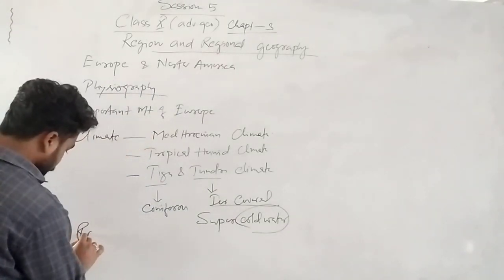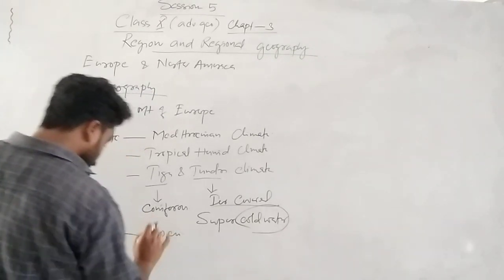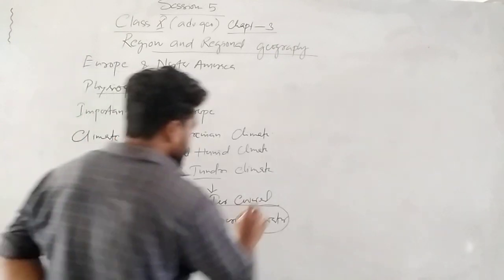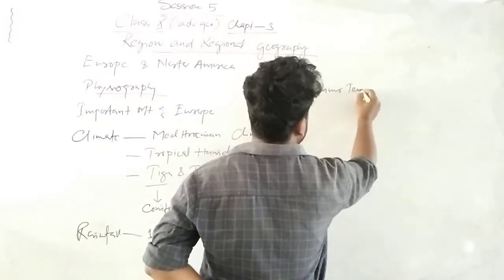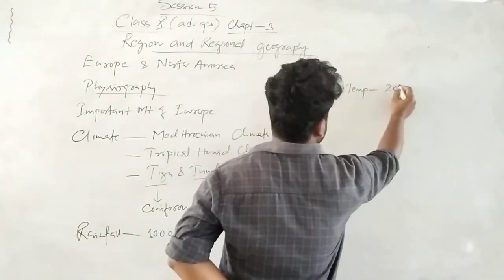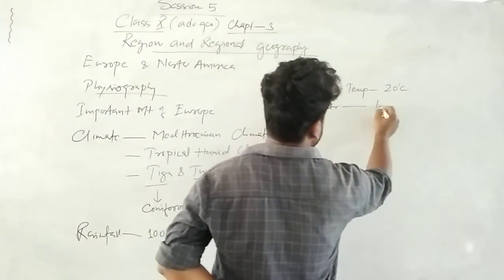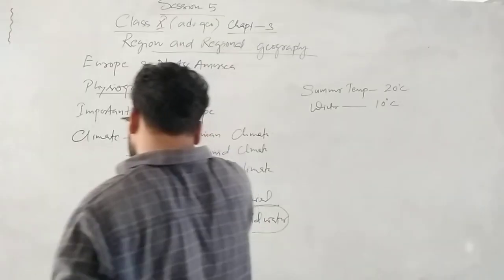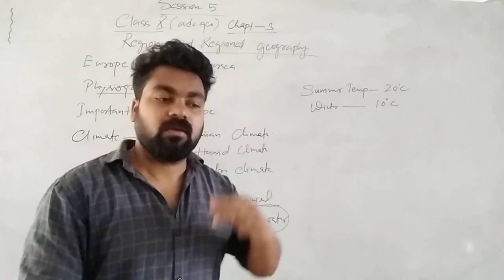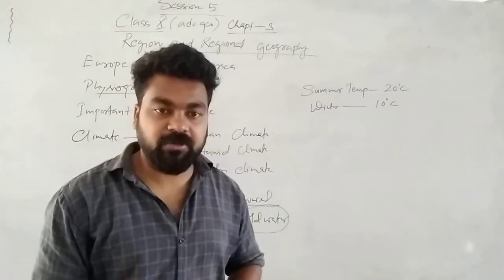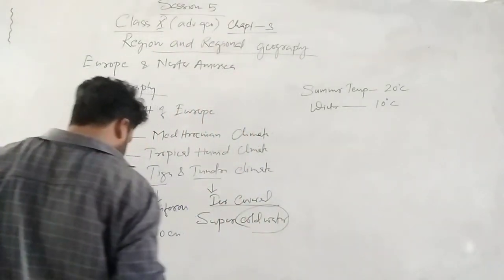Then rainfall, average rainfall we will see, that is 100 centimeter, because we measure in the rainfall. Then again we will see summer temperature. Summer temperature 20 degrees Celsius average, okay, and winter temperature falls to 10 degrees Celsius. Here is the difference between summer and winter temperature. Difference means what? If the summer temperature is 20, if the winter temperature is 10, that means what is the difference? 10 is the difference. Okay, that is called the summer winter difference.